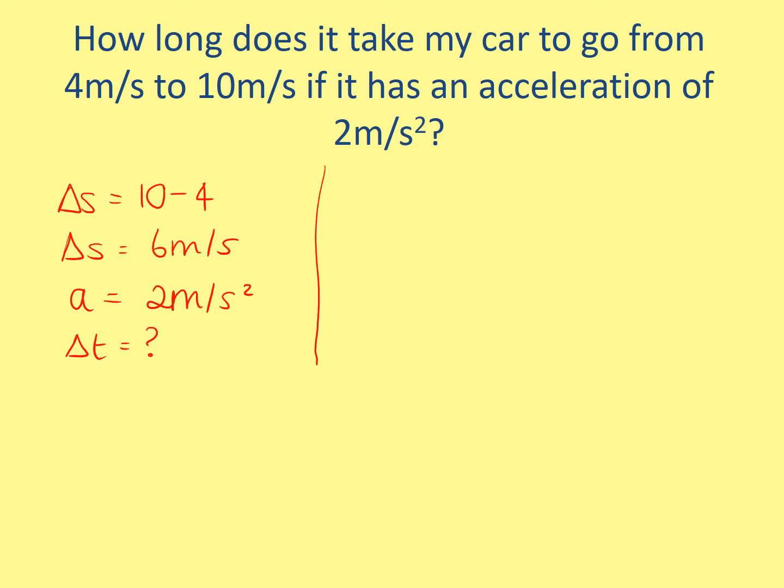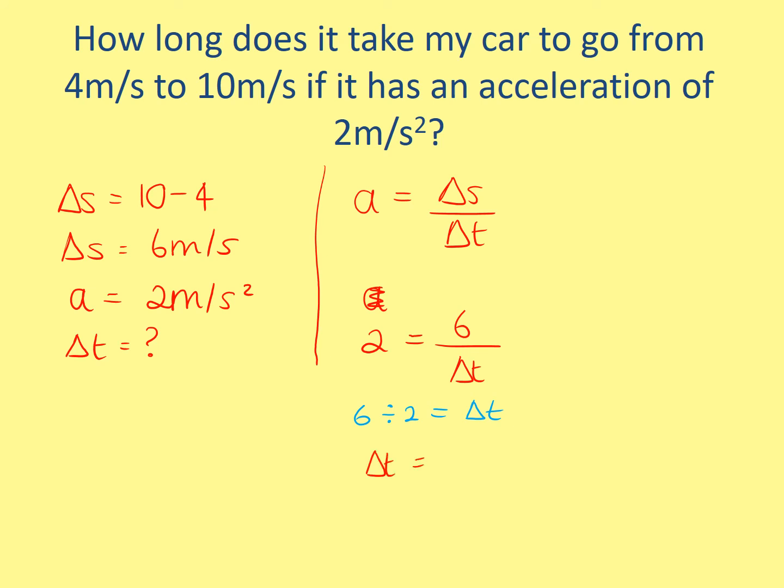So my equation is that acceleration is equal to the change in speed divided by the change in time. Acceleration in this case is 2 meters per second squared. The change in speed is 6 meters per second, and we want to find the change in time. Now in this case, to find the change in time, I'm going to do 6 divided by 2, and that's going to give me the change in time. And so the change in time is going to be 3 seconds.